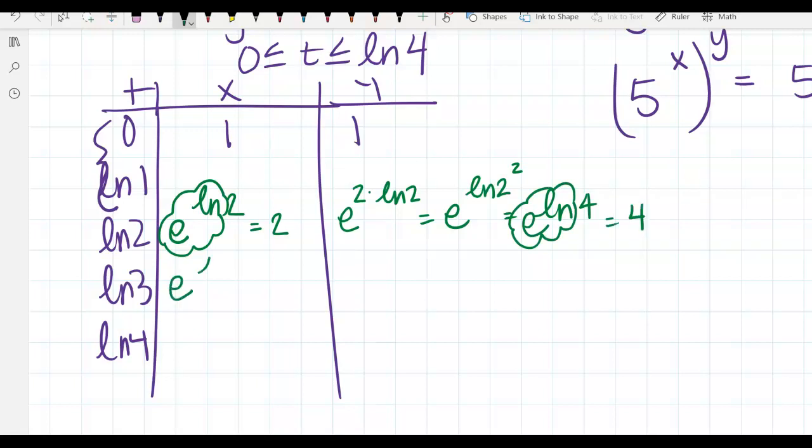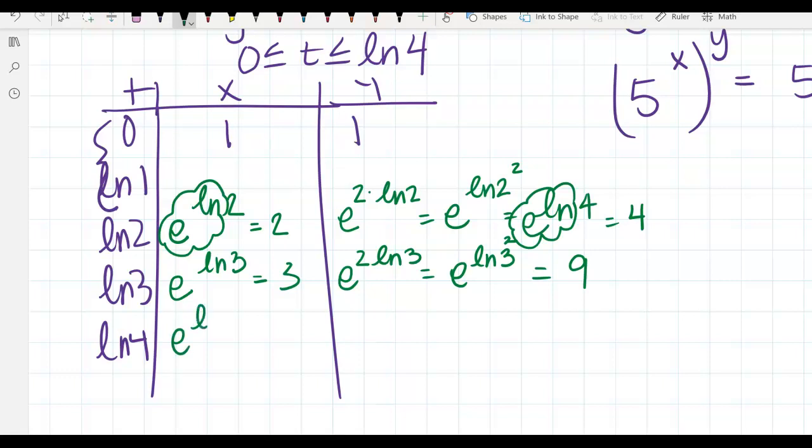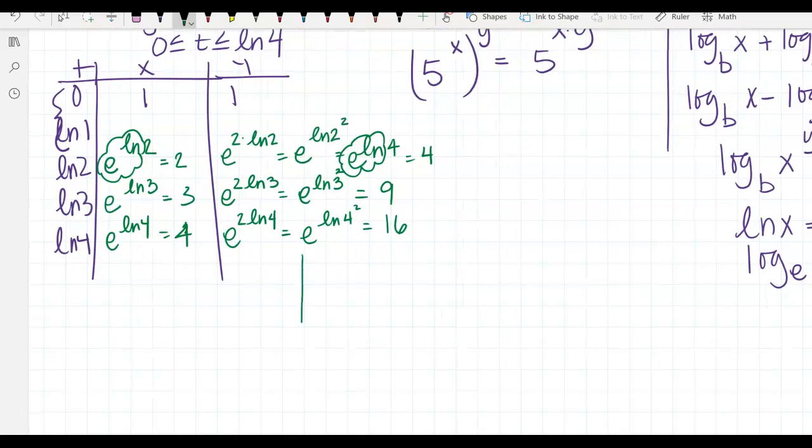So for the next one, x comes out to be 3. This is e to the 2 times natural log of 3, which is e to the natural log of 3 squared, which is what? 3 squared is 9. And e to the natural log of 4 is 4. Then e to the 2 times natural log of 4 is e to the natural log of 4 squared, which is 16. So as you can see, we have all of the dots.